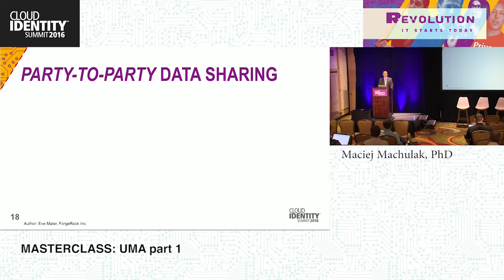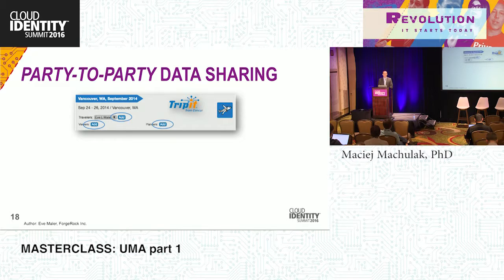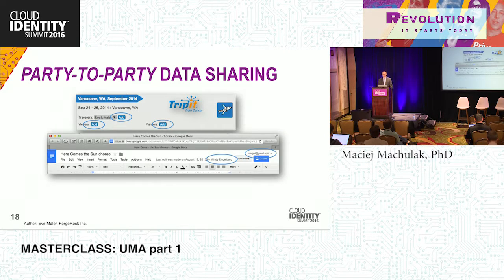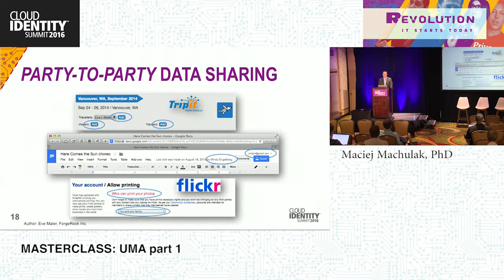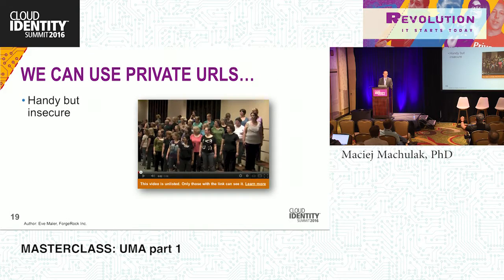And if we take a look at how data is shared between different parties, so if you want to share the trip information from one service with some other person, or if you want to share a document, or if you want to share some photos, then these are based on slightly different concepts. So we can use private URLs for that. They're very handy because you can just send it in an email, but they are very insecure. You don't know what happens with the data. They're really unsuitable for sensitive data.